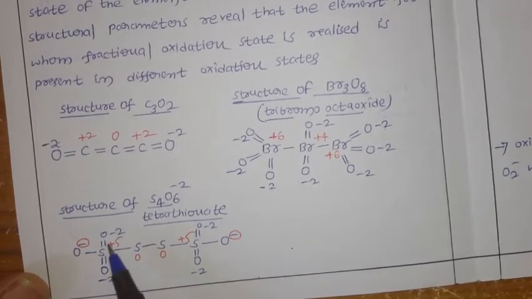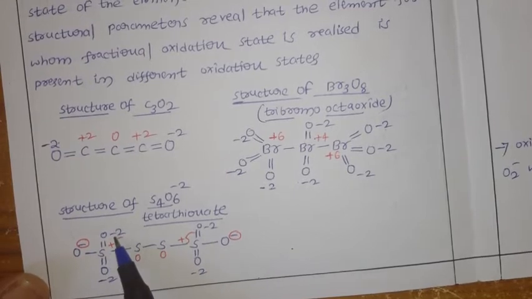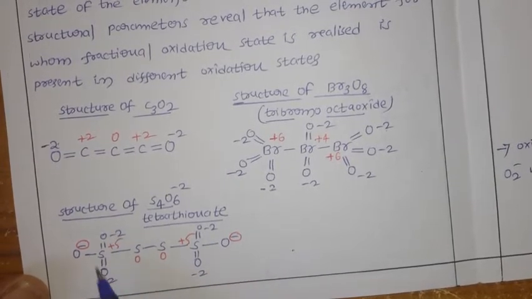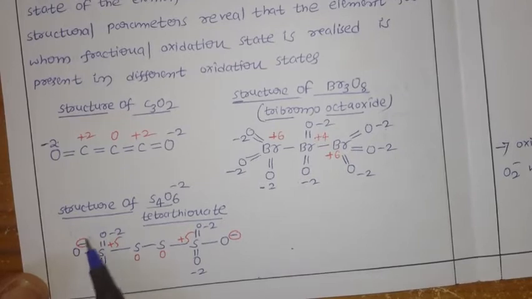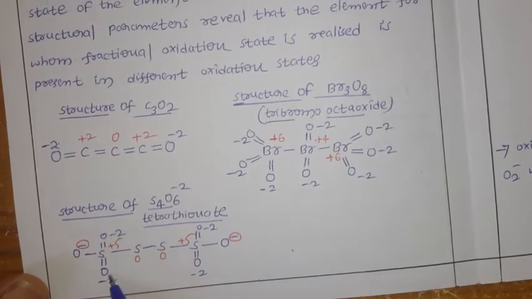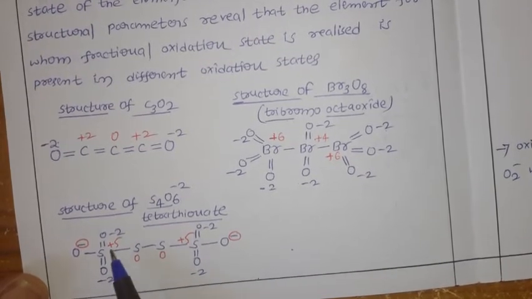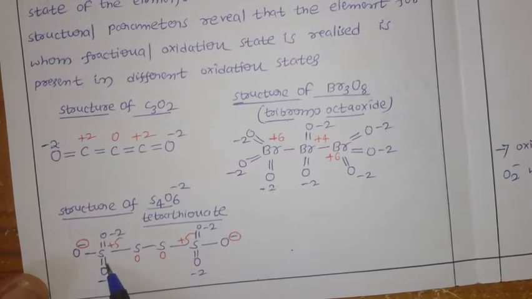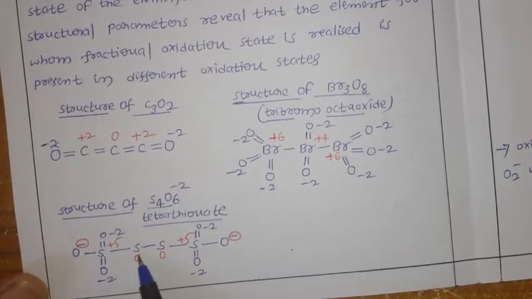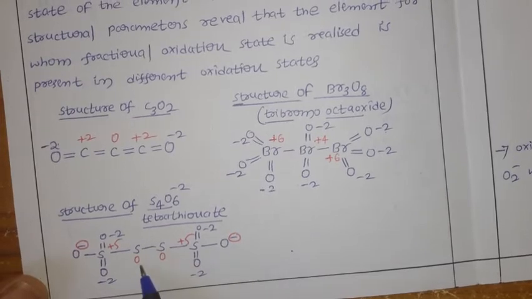Minus 2, minus 2. Once oxygen has a double bond, you have to take minus 2. This is minus 2, minus 2, minus 1. Total, how much are the total minus charges? Minus 5. So this minus 5 is going to compensate with what? Plus 5 on the sulfur. So there is no electron transfer between the sulfurs, so this sulfur has zero oxidation state.